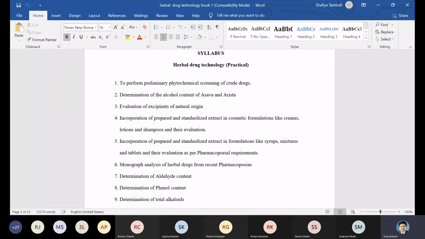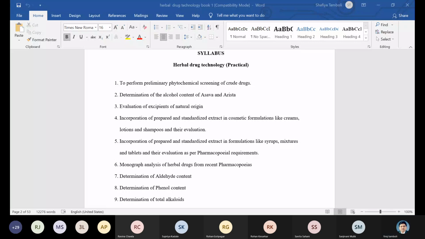Okay. Next, come to the part that is evaluation of excipients of natural origin. Can anyone tell me some examples of excipients obtained from natural origin? I think you studied. Starch. Okay, exactly. Starch is very good. Definitely, starch is the correct answer.